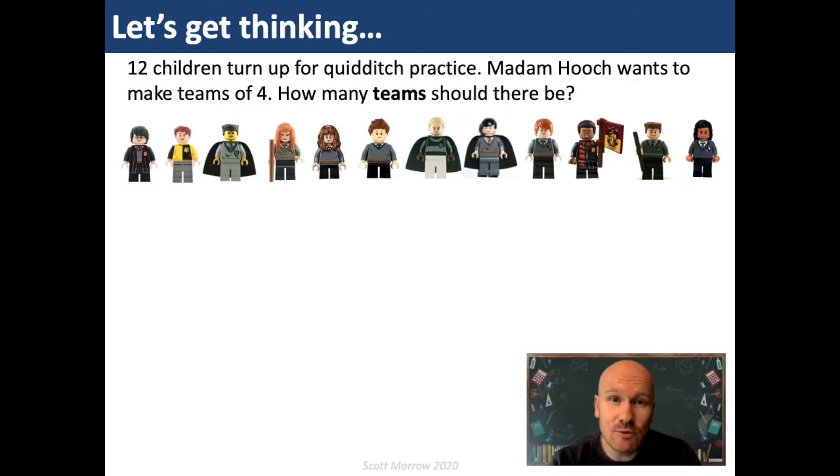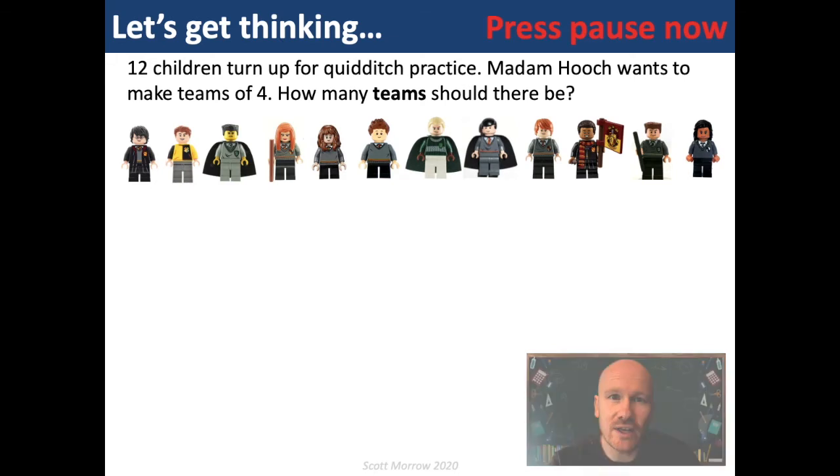Here we've got the same 12 children turn up for Quidditch practice once again, only this time Madam Hooch wants to make teams of 4. So slightly different to last time where we had 4 teams, here she wants teams of 4. And this time we want to know how many teams should there be. So once again, pause the video for a couple of minutes, use resources, draw pictures, or act it out as a class in order to solve this.